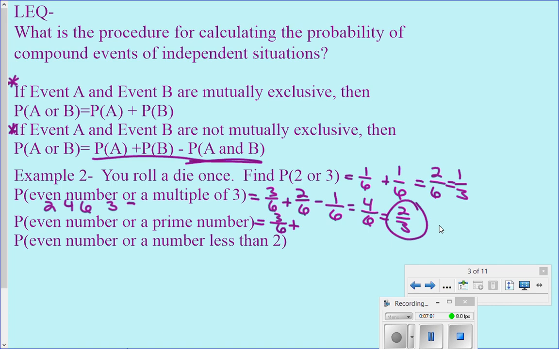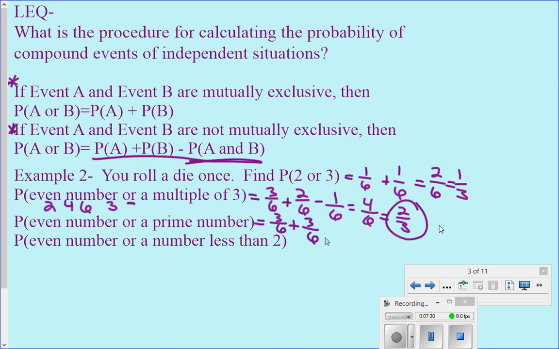Prime, now remember, we talked about this yesterday. 1 is not a prime number, okay? Because the definition of prime is its only factors are 1 and itself. Well, 1 doesn't count because its only factor is 1. So everything except for 1 has only 1 and itself as factors. So 2 we know is prime, 3 we know is prime, and 5 we know is prime on a die. So that makes 3 out of 6.